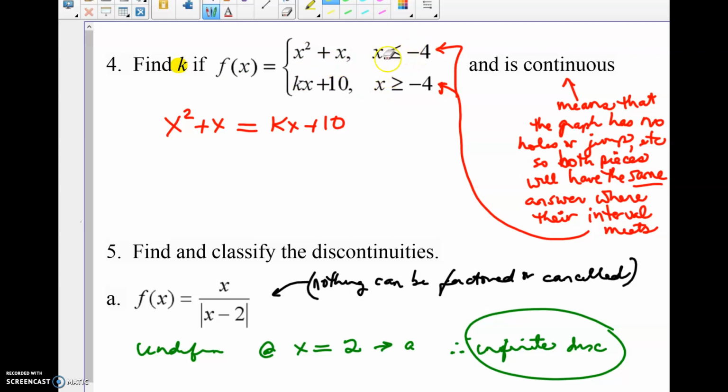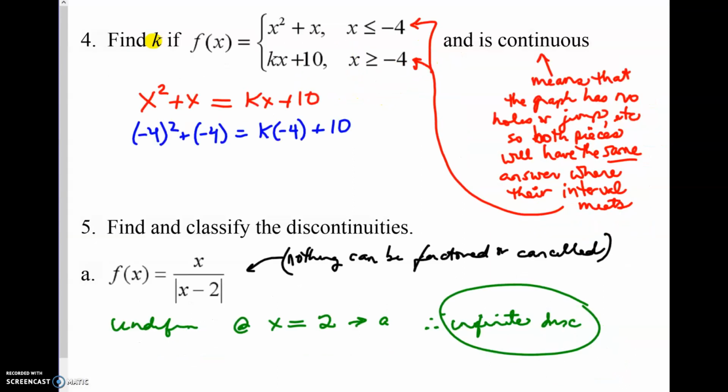In the interval of x from negative infinity up to and including -4, this function is true. When x is bigger than or equal to -4, this is true. So you can see at -4, both of these should be true. If we put -4 into both sides of the equation here, these two sides are equal.